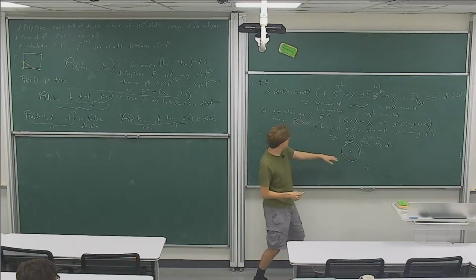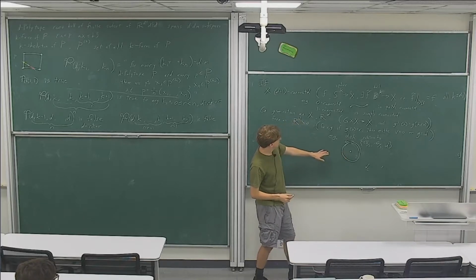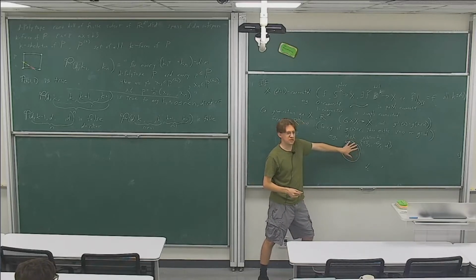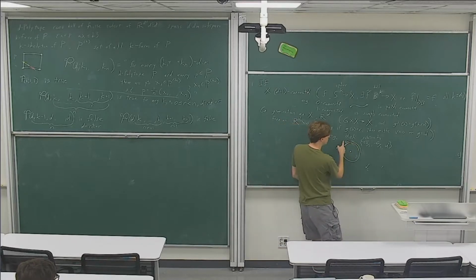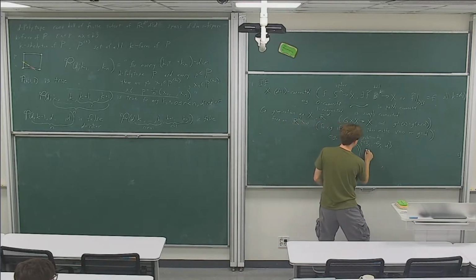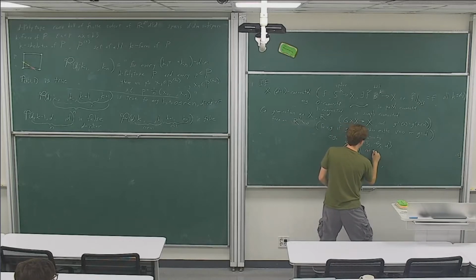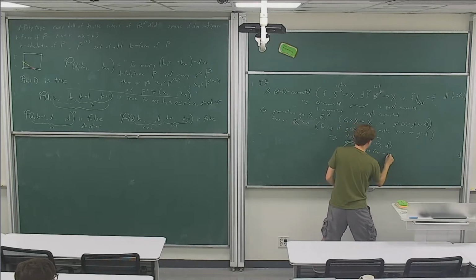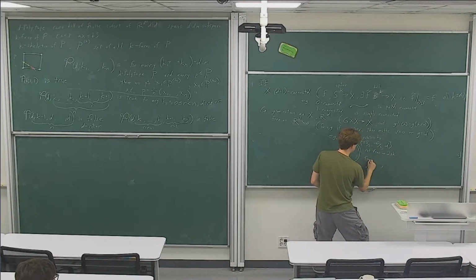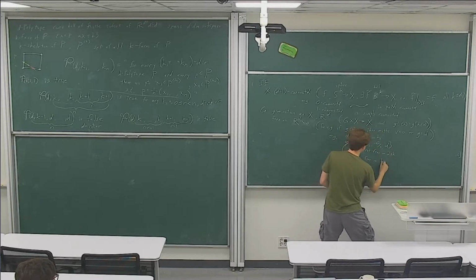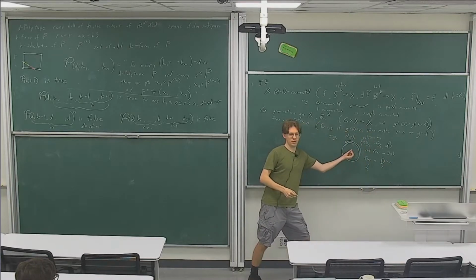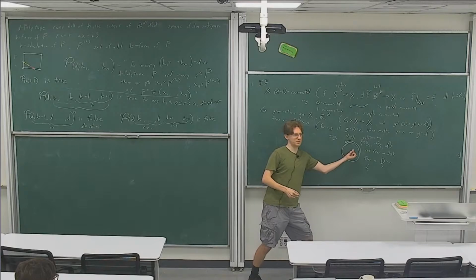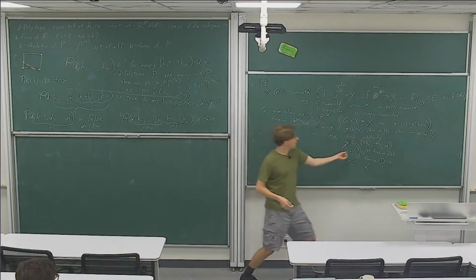So this action is not free on the disk, but it is free on the disk with 0 removed, because 0 is the only point where I get some problem, some fixed point of a non-trivial action.